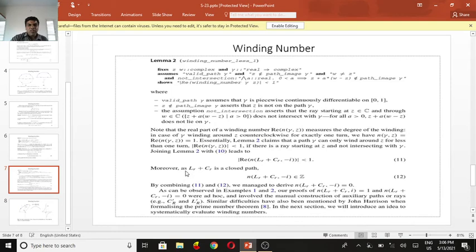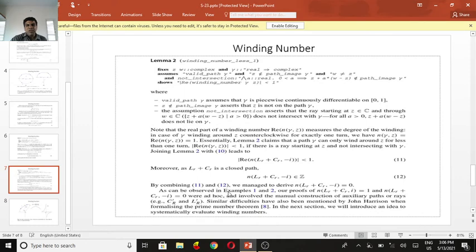Moreover, L_R plus C_R is a closed path, that is to say n(L_R plus C_R, minus i) belongs to Z. I call this equation 12. By combining equations 11 and 12, we managed to derive n(L_R plus C_R, minus i) equal to 0.